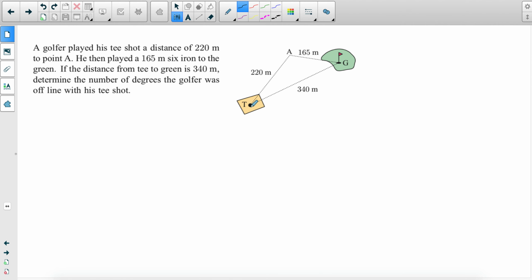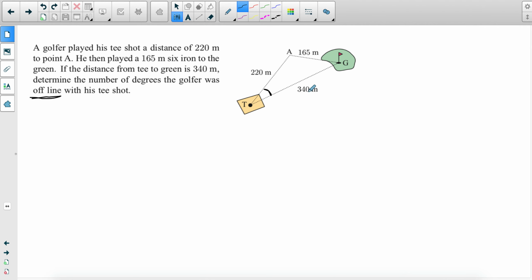So obviously, if you're trying to score as a golfer, you want to hit it straight to the green location or the flag. So he went a bit off from this shot. So they want to know how much off was he. And so the angle that they want is this. So he was off by that much. So he's meant to go straight, but he went off there. So this is the angle you need to look for.